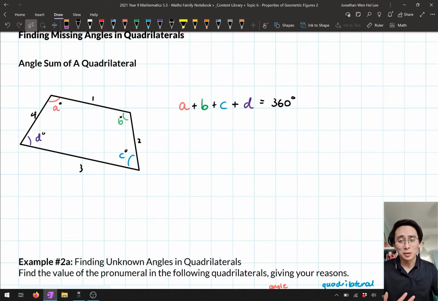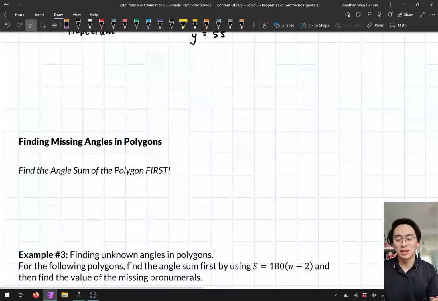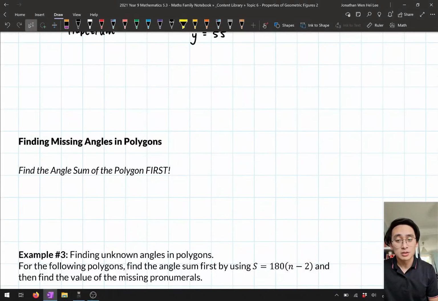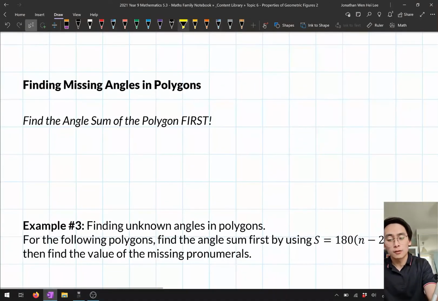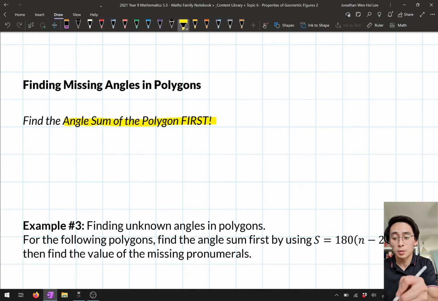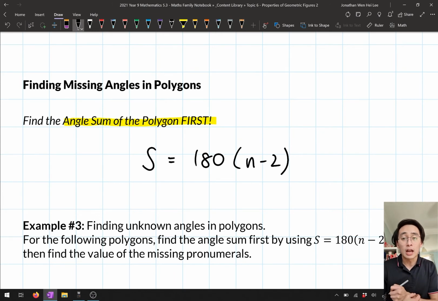Okay, final thing. Now that we've talked about quadrilaterals, we're going to go back to what we talked about earlier in this lesson, polygons. Here we can also apply this to finding missing angles for polygons. The way that we do this is we have to figure out what the angle sum of the polygon is first. So we want to use the formula S is equal to 180 times n minus 2 first. And then after we've figured out the angle sum, we can write an angle sum equation.